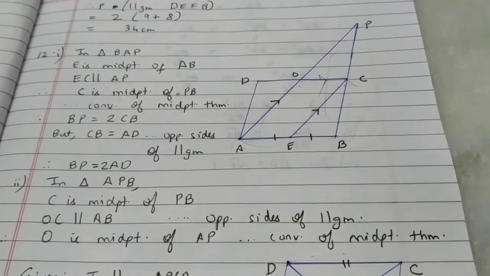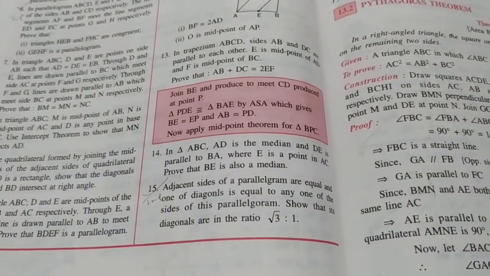And finally, the 15th sum. This chapter is turning out to be one of the easiest in geometry, isn't it? Adjacent sides of a parallelogram, finally a challenging sum, are equal and one of the diagonals is also equal to any one of the sides of this parallelogram, and show that the diagonals are in the ratio root 3 to 1.